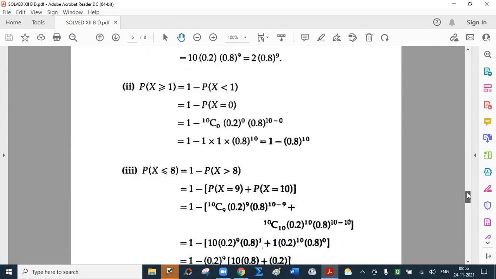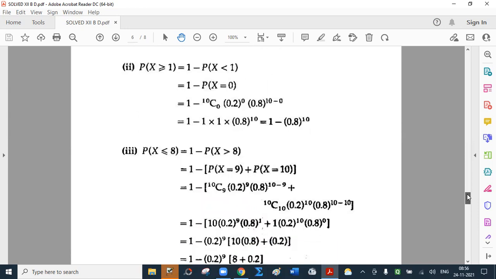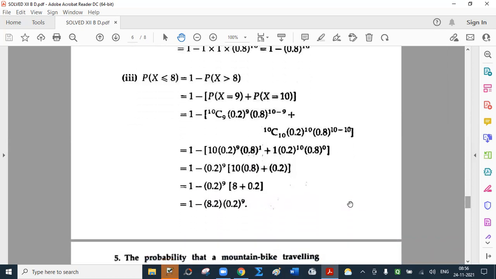Third part, P of X less than or equal to 8. What is the complement of X less than or equal to 8? It is X greater than 8. Probability of event is 1 minus probability of its complement. What is P of X greater than 8? P of X equal to 9 plus P of X equal to 10. Substitute the values, simplify, you get this. So what is the answer? 1 minus 8.2 into 0.2 raised to 9.